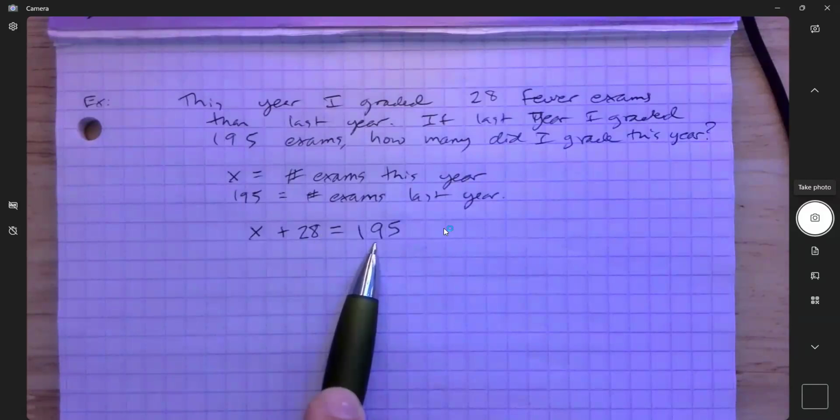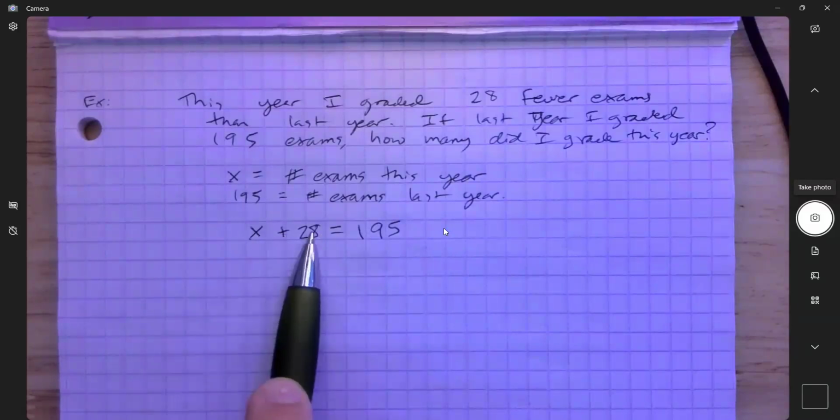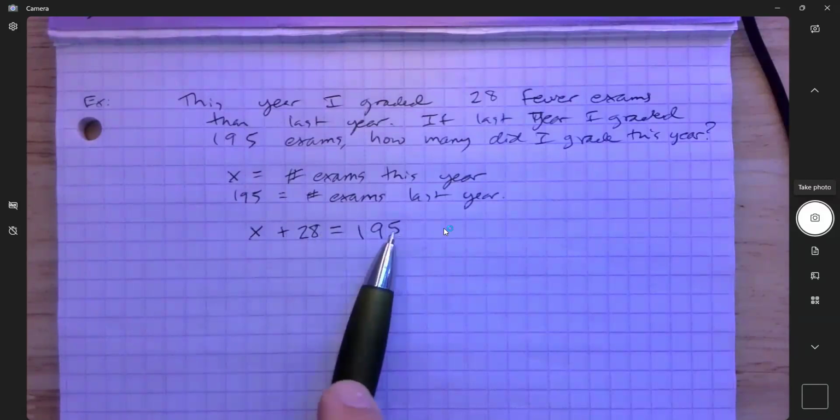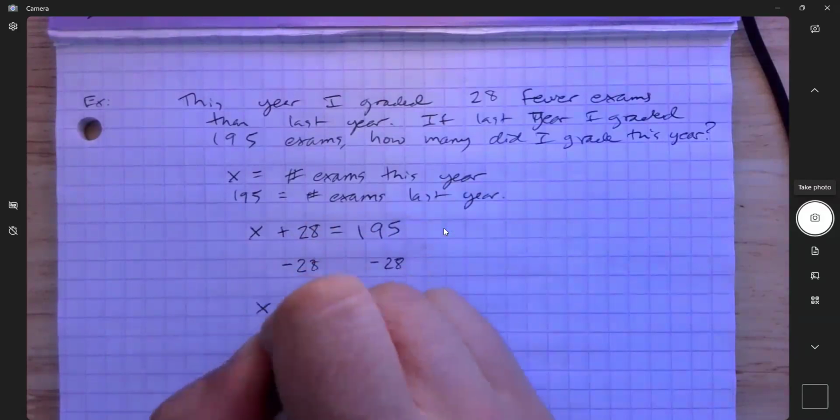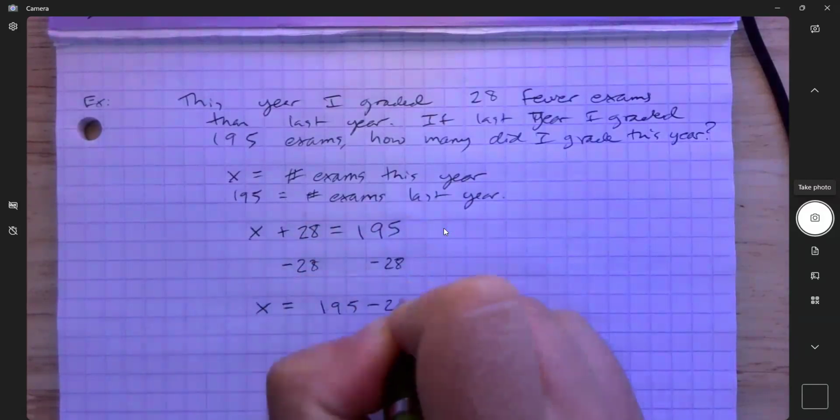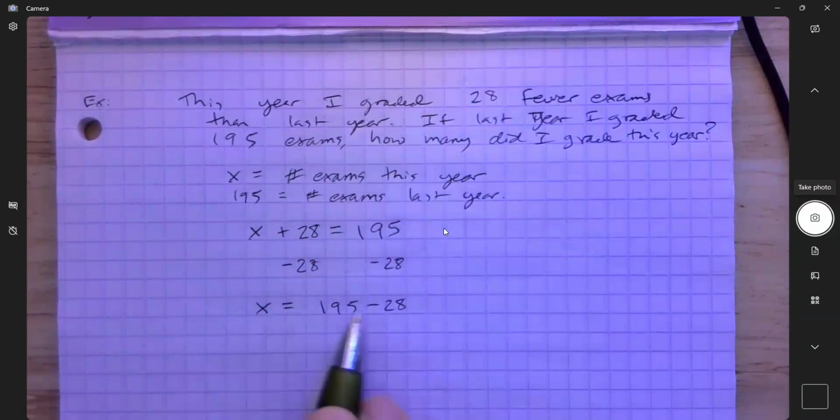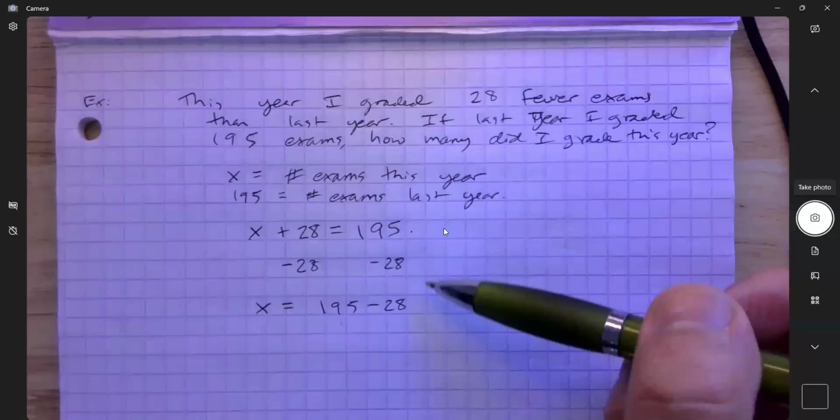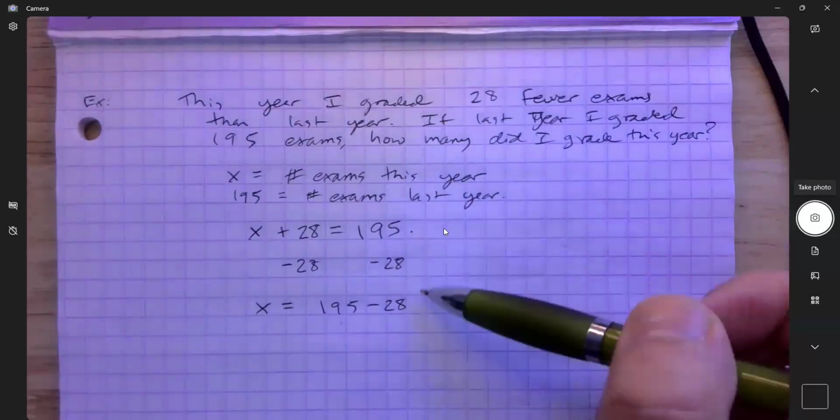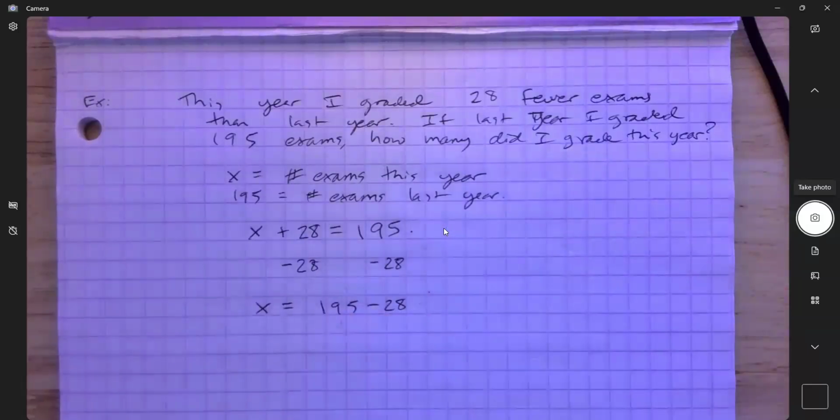And nobody talks like that. Nobody says what I have this year plus 28 more is what I had last year. People would always say, this year I graded 28 exams less than last year. But these are mathematically equivalent. And so the ability to go from these different symbolic equations, or to see how both of these symbolic equations match this verbal one, is an important skill that you're going to be working on during this class.